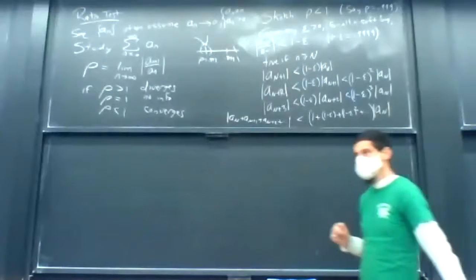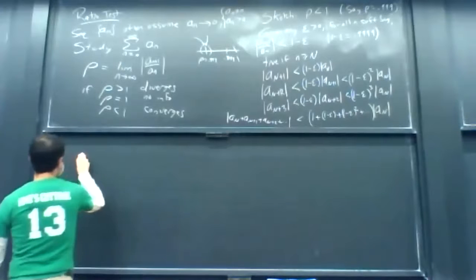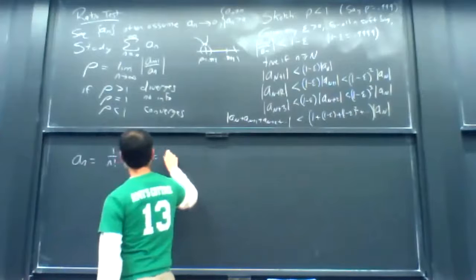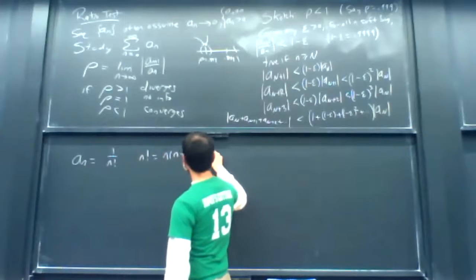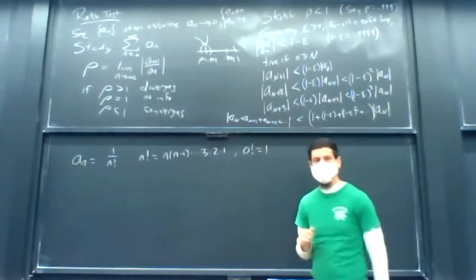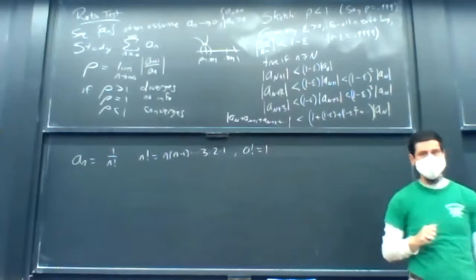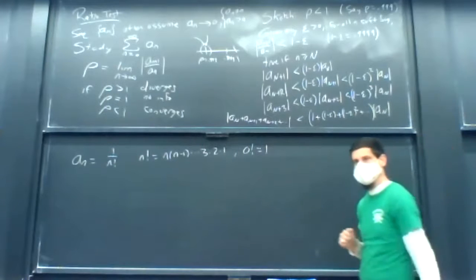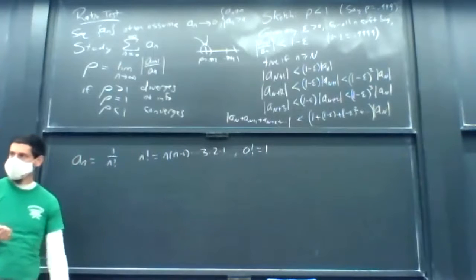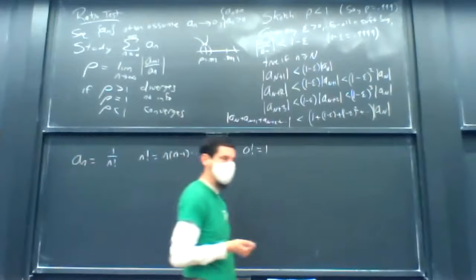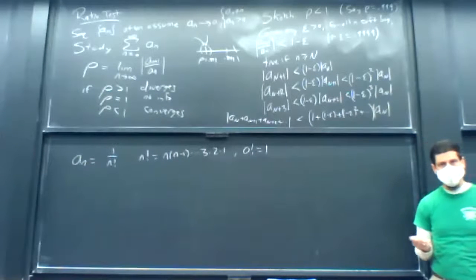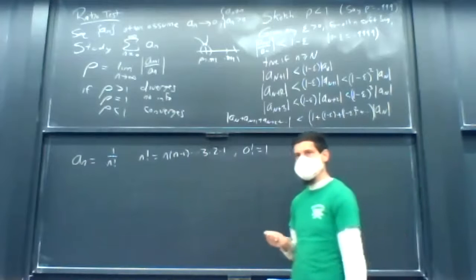So let's start off with an easy limit. Let a_n be 1 over n factorial. N factorial is n times (n minus 1) times ... 3 times 2 times 1, and 0 factorial is set to be 1. So n factorial is the number of ways to order n objects where order matters. So you have, say, 5 people. There's 5 people who could be president, and then of the remaining 4 people, you choose 1 of the 4 to be vice president, and 1 of the remaining 3 to be treasurer, then secretary, and so on.